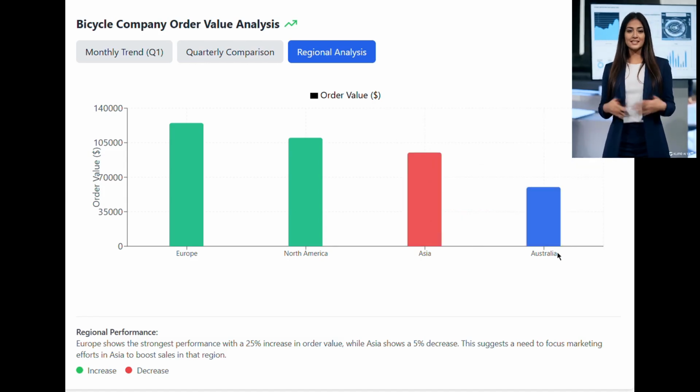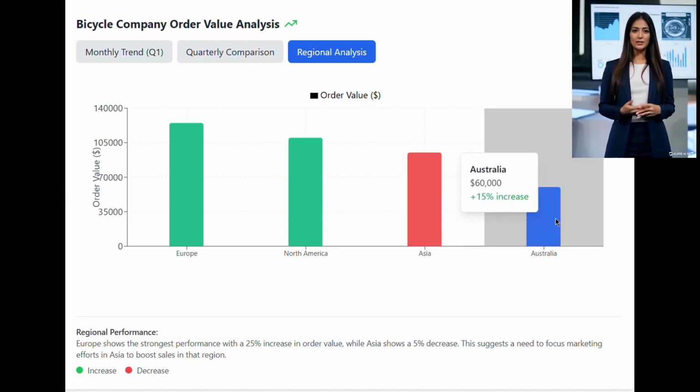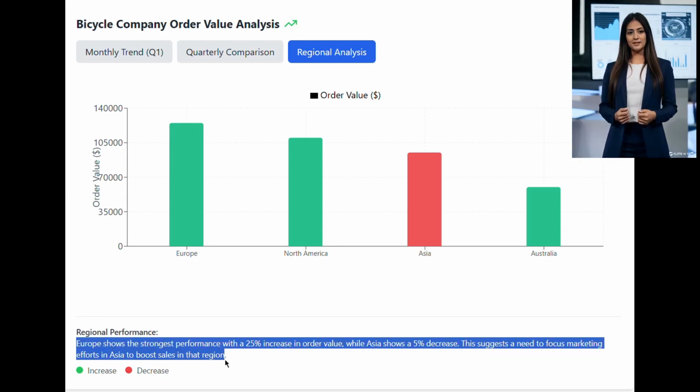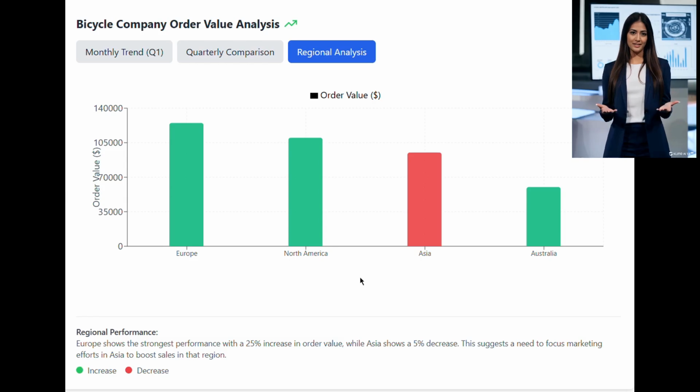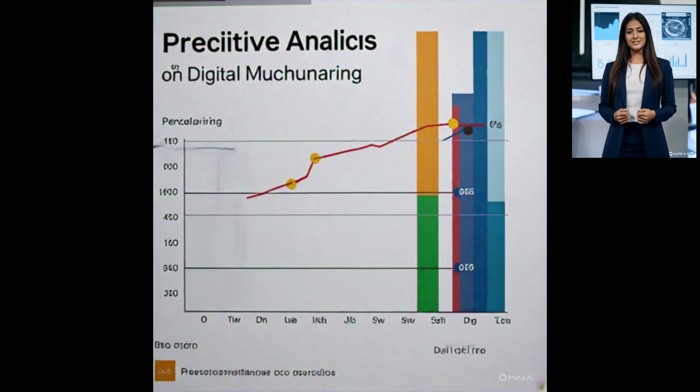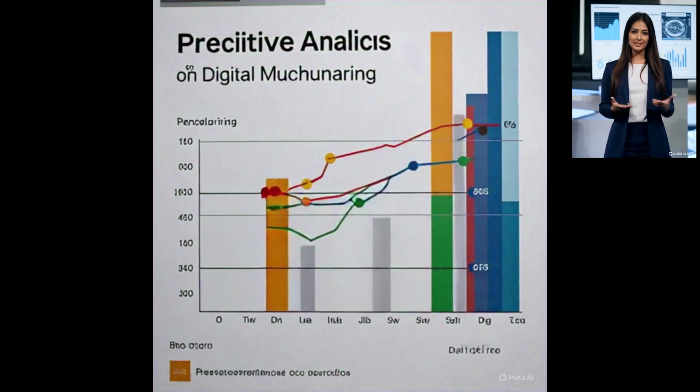Comparing regions, if Europe shows a 25% increase while Asia shows a 5% decrease, we focus marketing efforts in Asia to boost sales. This analysis helps decide whether to increase production capacity, negotiate better supplier deals for high-demand parts, or launch new promotions. In digital manufacturing, real-time data might trigger automatic production adjustments, ensuring the factory meets demand without overproducing, thus saving costs. Why does it matter for manufacturing?